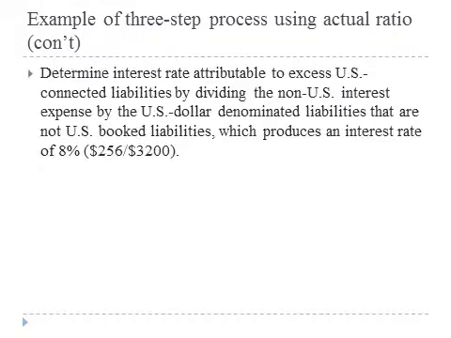We determine the interest rate attributable to excess U.S. connected liabilities by dividing the non-U.S. interest expense paid or accrued by the average amount of U.S. dollar-denominated liabilities that are not U.S. booked liabilities, which produces an interest rate of 8%. That is 256 divided by 3,200.